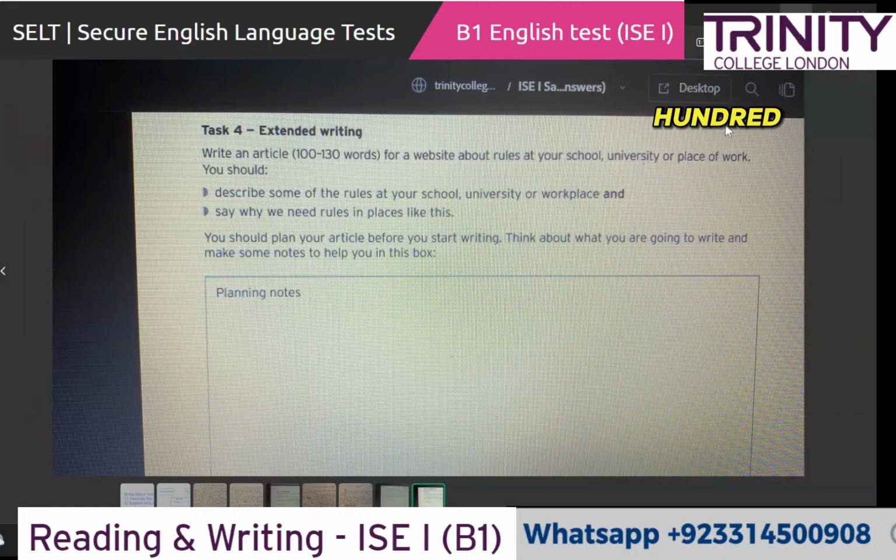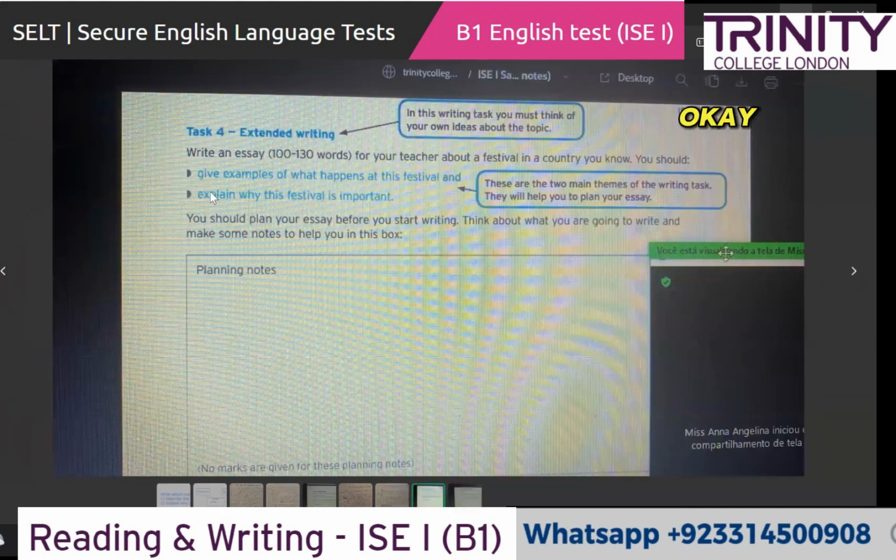Write an article of 100 to 130 words for a website about rules at your school, university, or place of work. This is the question. This is the second one. I sent it to you both. Okay, we will do this one first. Give examples of what happens on this festival and explain why this festival is important.